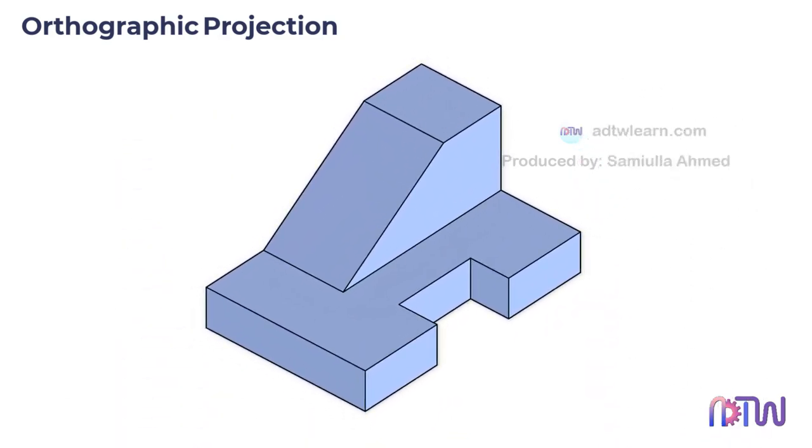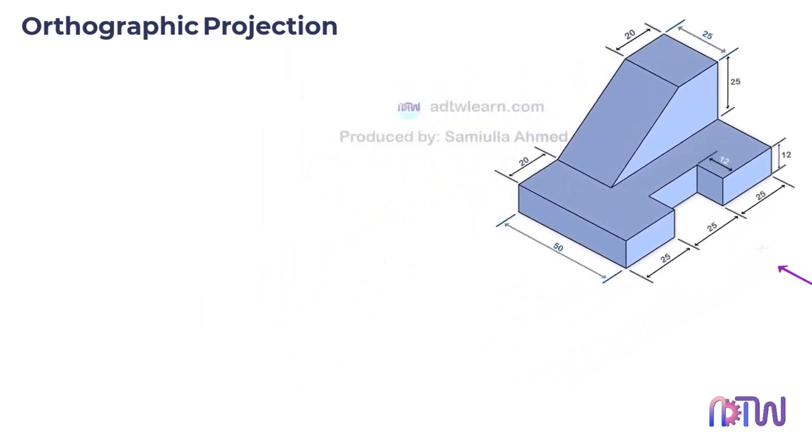Consider this figure. Here it is told, draw looking from the direction of X. This means we should assume the viewer is viewing the object from this direction. In other words, whatever the view from this direction will be the front view of the object in this case.